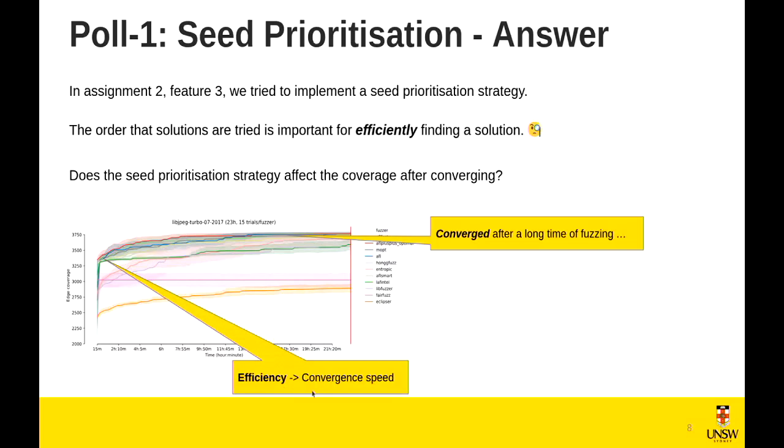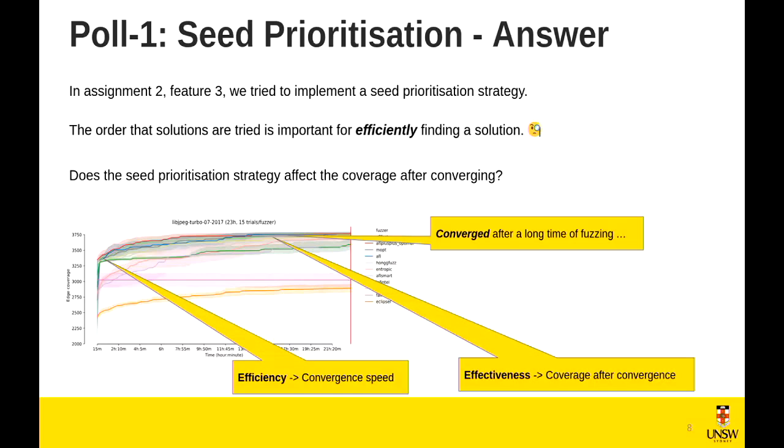So the ordering of how we try out the solutions will only affect efficiency, the speed of reaching convergence, and it doesn't affect effectiveness, the final coverage after convergence. So in your assignment, if you have implemented feature 3, you may expect that the coverage of the fuzzer increases a lot at the start, but it doesn't affect the final coverage maybe after a few hours.